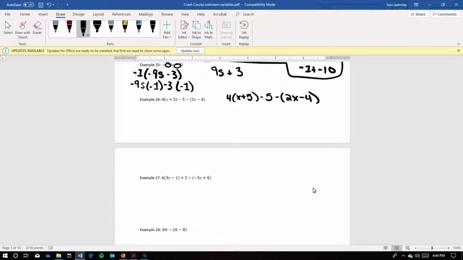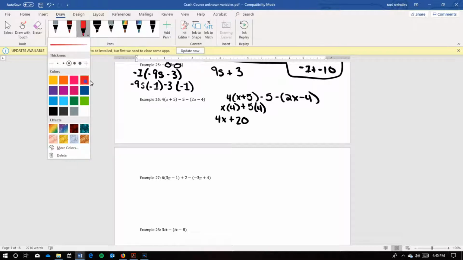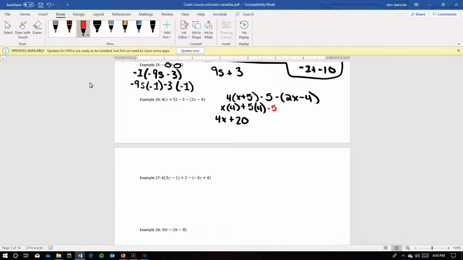So this is what I have. In this first parentheses, everything gets multiplied by the 4. Drop down my symbol. I'm just going to work out this part, and then I'll go back and write the rest. That's going to give me a 4x plus 5 times 4, which is 20. The negative 5, I can't do anything with it because I've got to work that multiplication out first, so it's just going to go along for the ride.